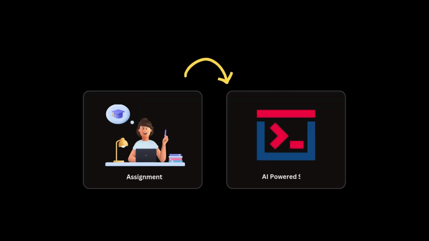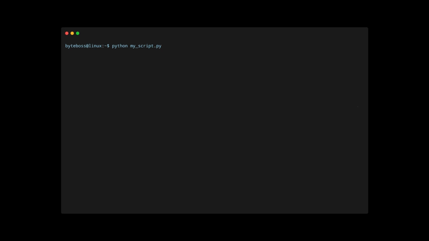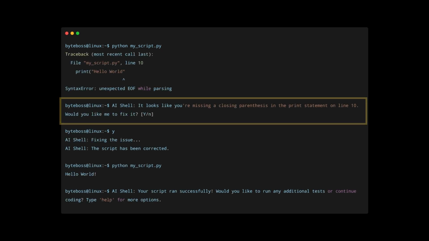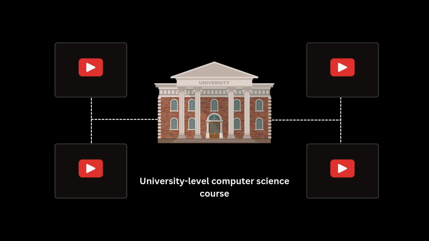After you watch this video, you'll get an assignment, where we'll keep building your AI-powered shell. When you run a Python or Node.js script, your AI shell will automatically help you fix any errors you run into. The goal of this series is to pack an entire university-level computer science course into just 6 months.